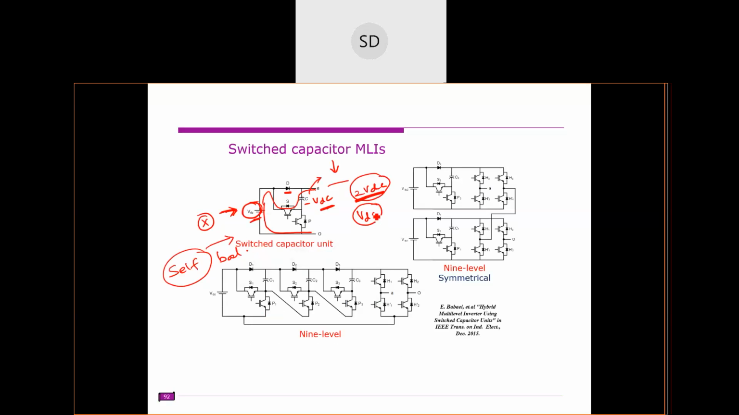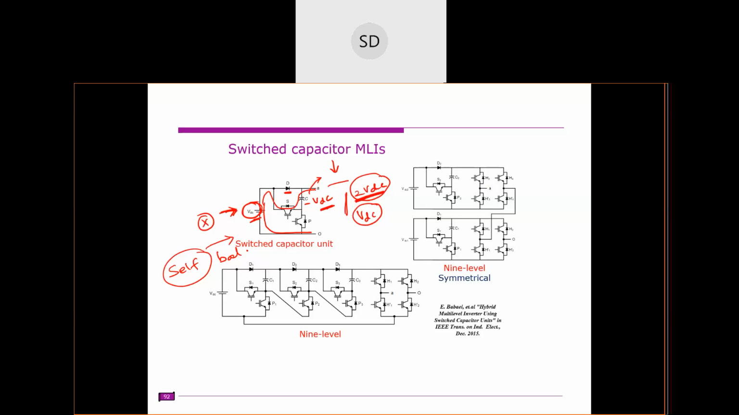So can we get 0 voltage from this? You cannot get a 0 voltage, right? So the only way to get the 0 voltage is from the polarity generator. So these are giving only 2 levels, but not negative levels, right?